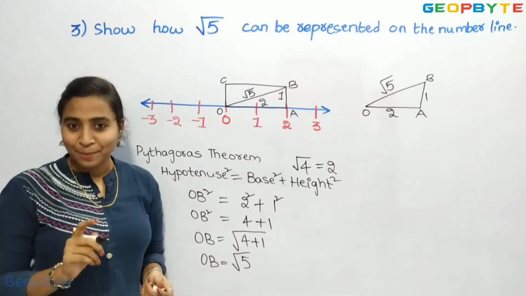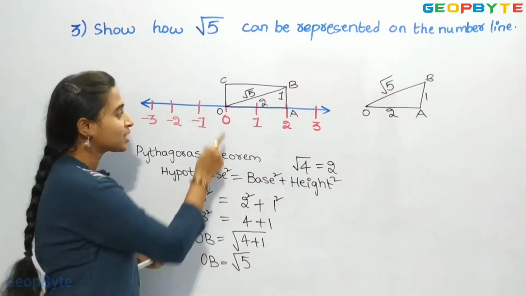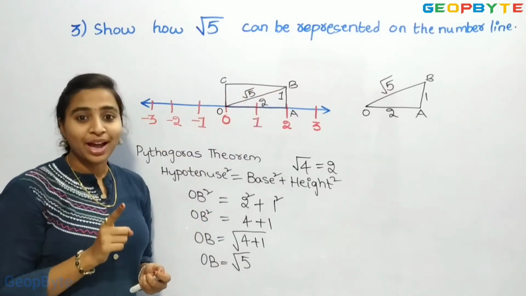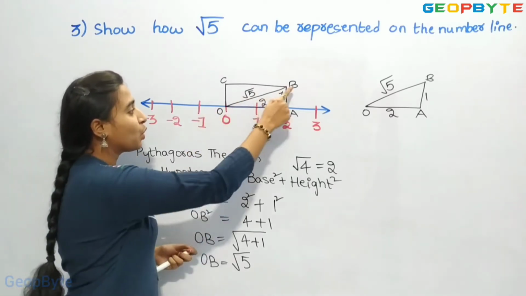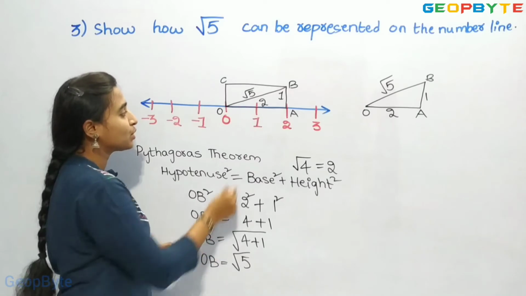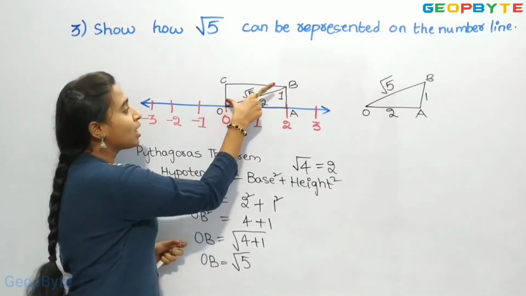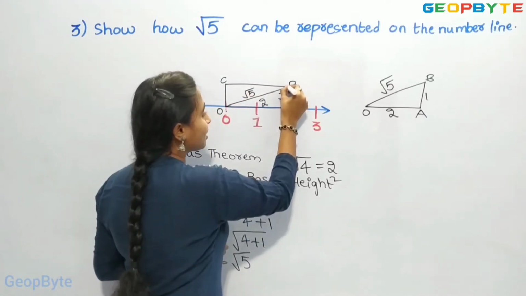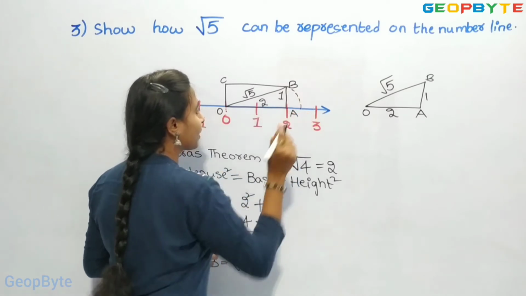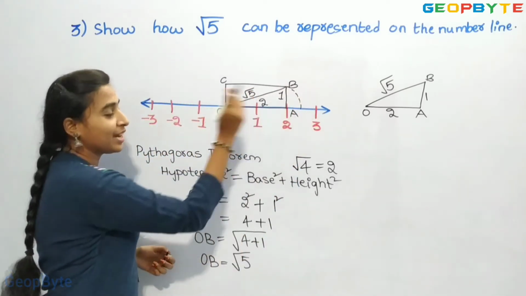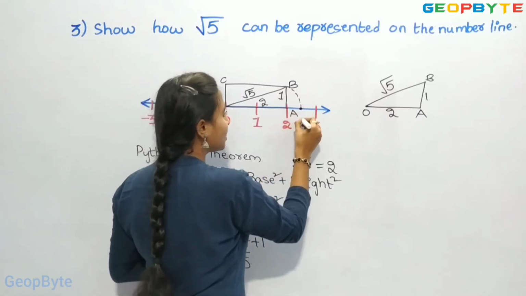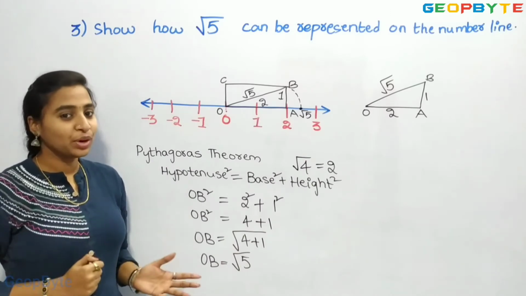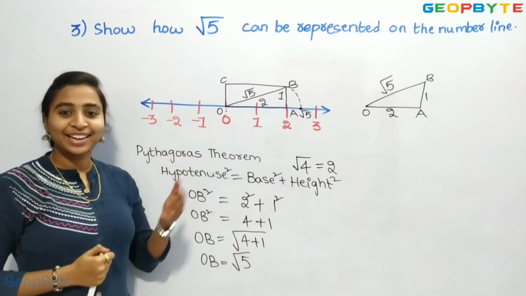Now, take a compass. O as center and OB as radius. As we are marking root 5 on the number line, OB should be our radius. So, keep the pointer at 0 and with radius OB, draw an arc. It comes like this. So, this is our point root 5. So, this is the way to locate root 5 on the number line.